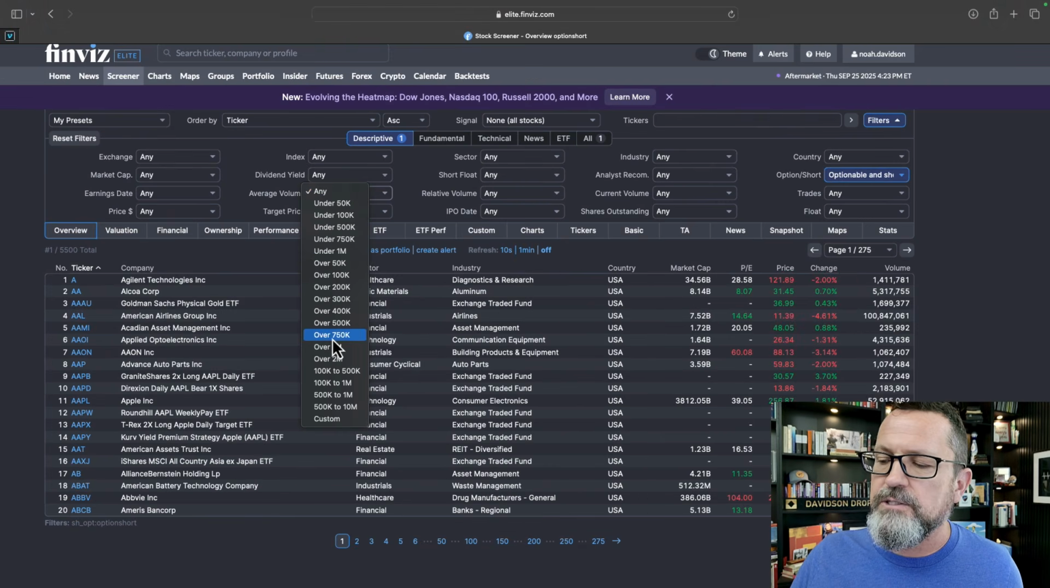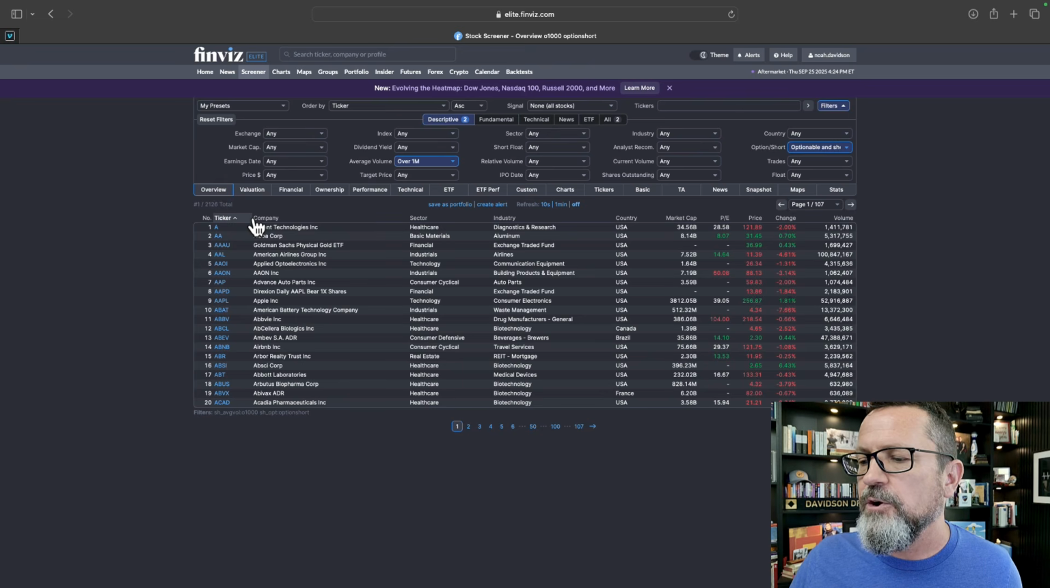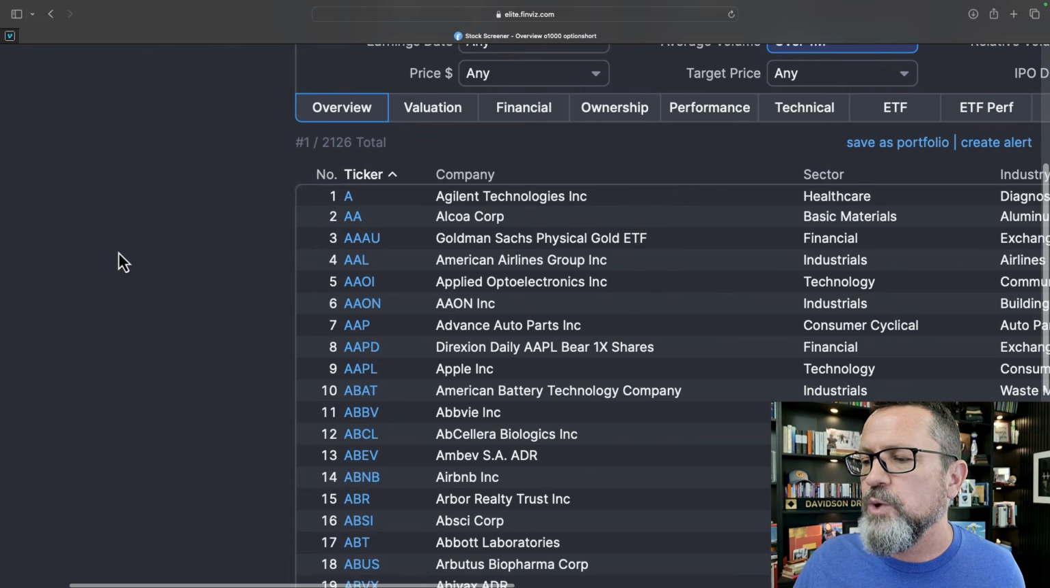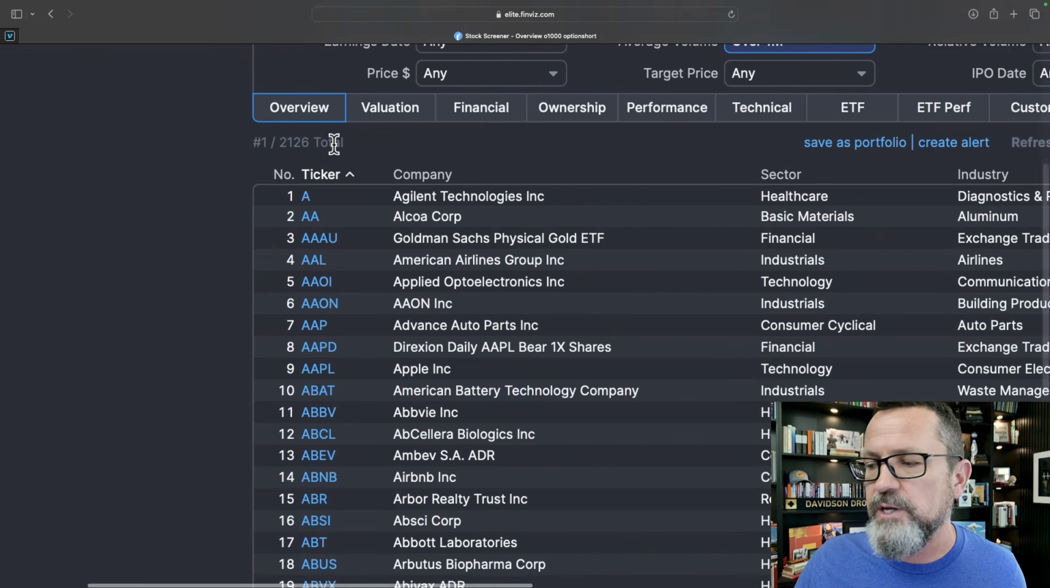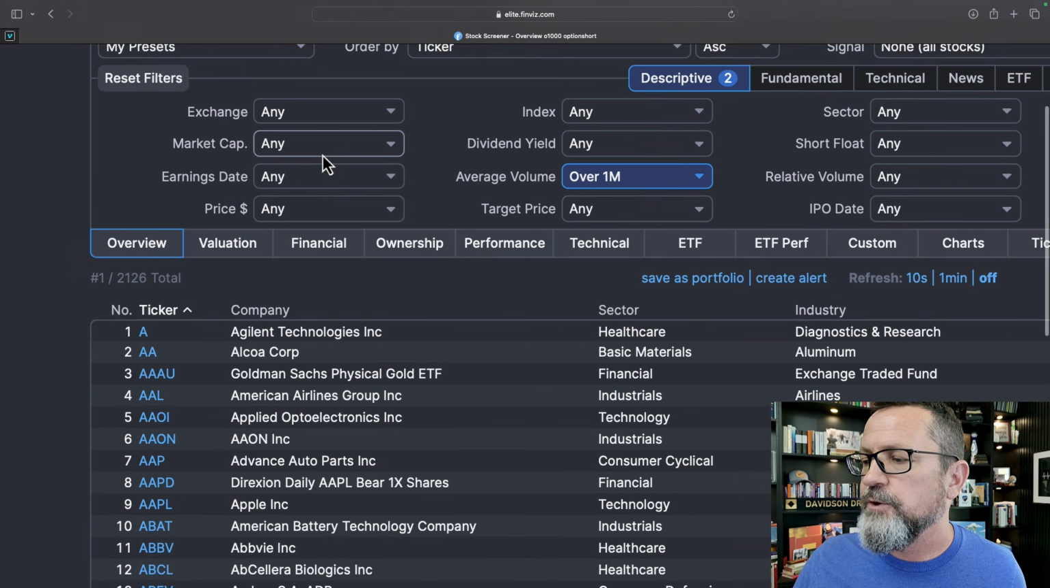I go ahead and cut to the chase and do over 1 million or 2 million if I want to be really picky. But if I set that for stocks that trade over 1 million shares on average per day, I'm getting rid of illiquid stocks, and that narrows it down even further. We're now down to 2,226 or 2,126 stocks. So that's a powerful filter right there.